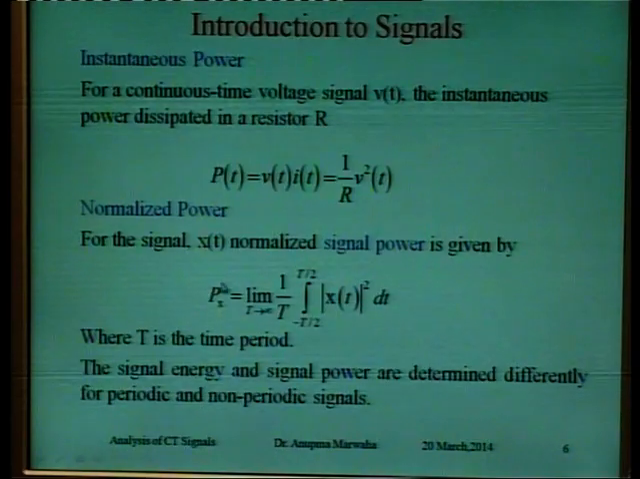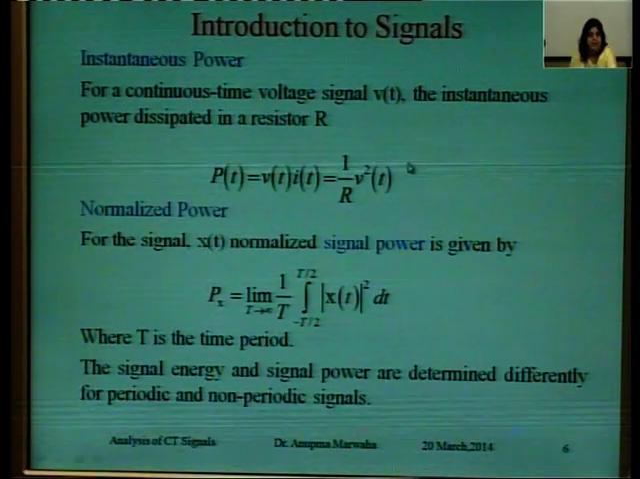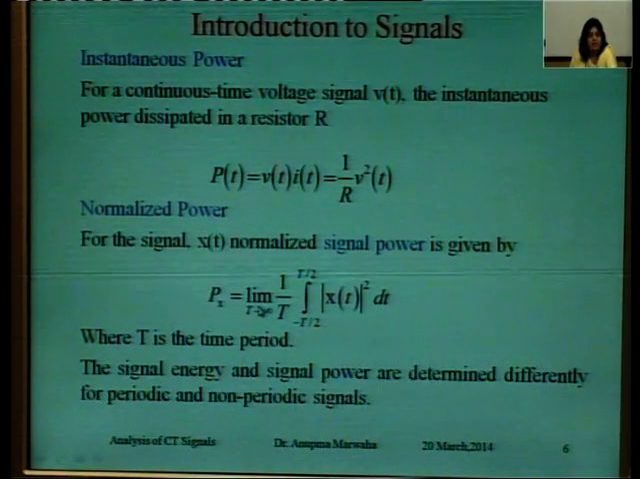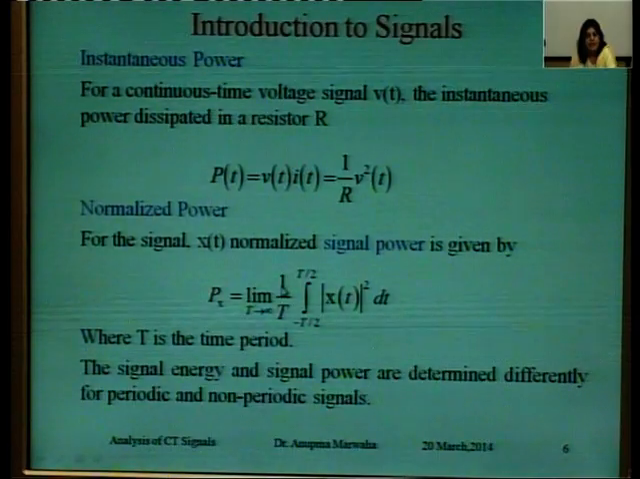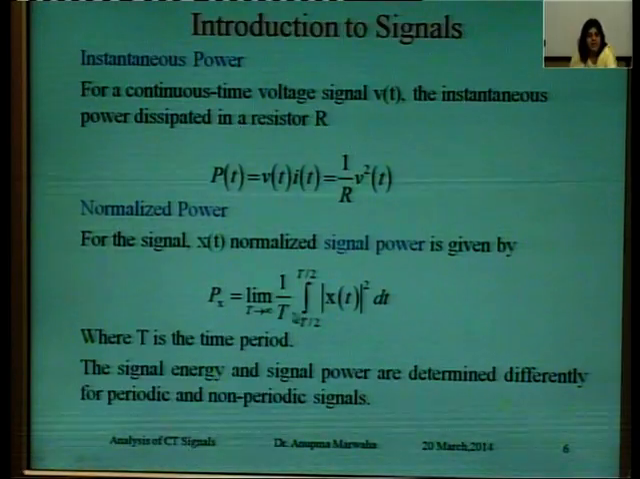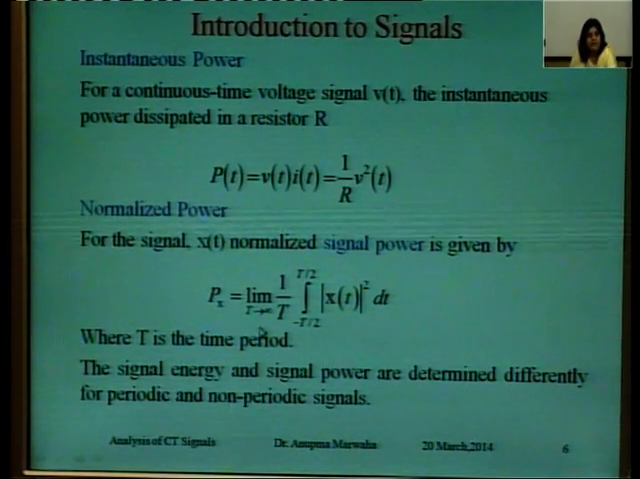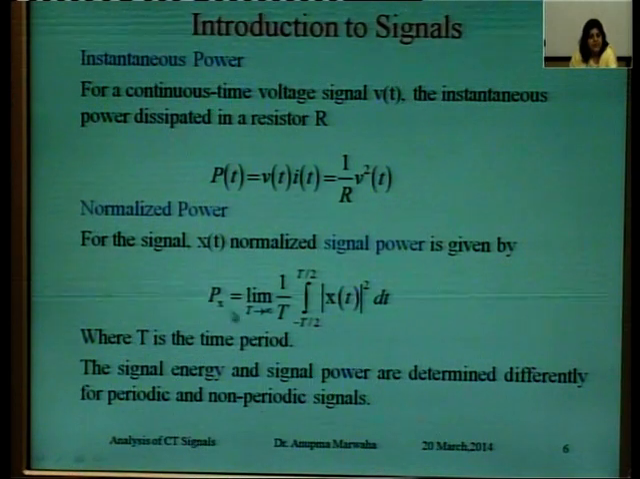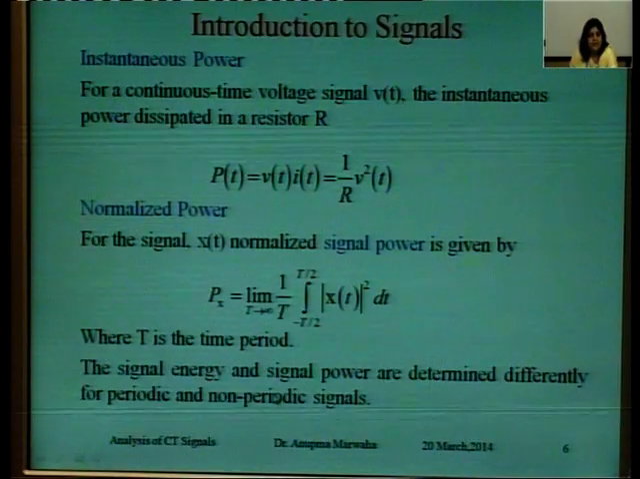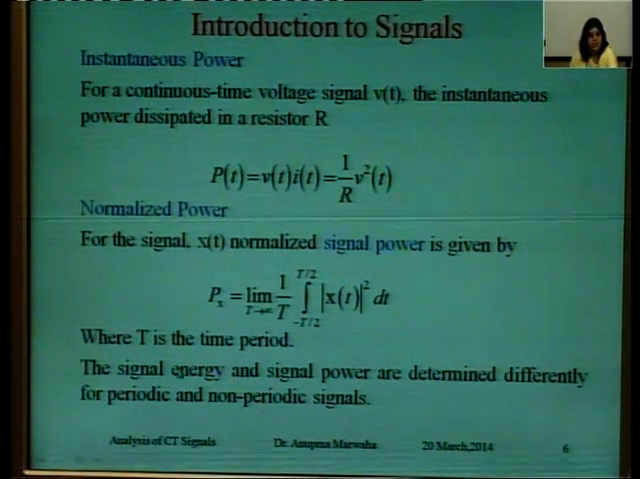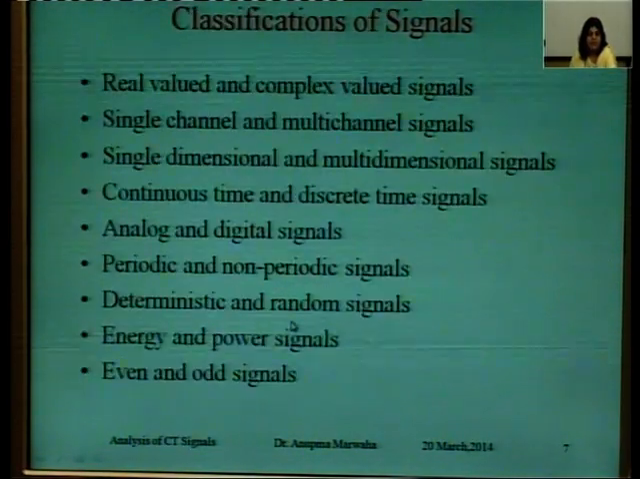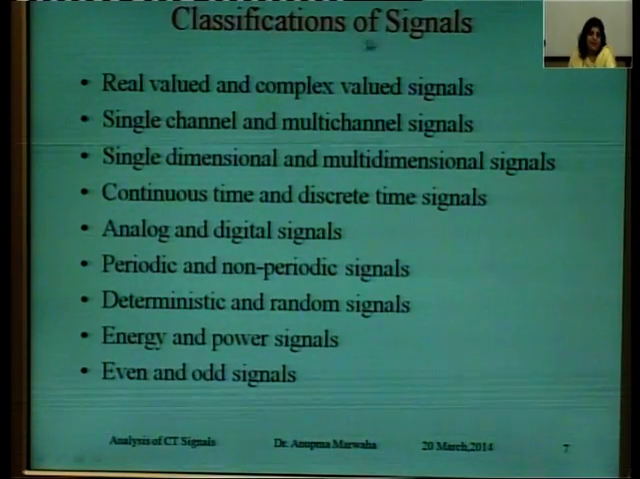In general, for any signal x(t), either it is v(t) or i(t), let the generalized signal be x(t), then the normalized power will be given by limit T tends to infinity, 1 by T integral of x squared(t) dt. Here we have included the time period also, and we have taken the limit as T tends to infinity, because this is the general expression for normalized power. We can define it for both periodic and non-periodic signals. We will later see what is the difference between the two, and how signal energy and signal power are defined for periodic and non-periodic signals. Now, there are a large number of classifications of signals.